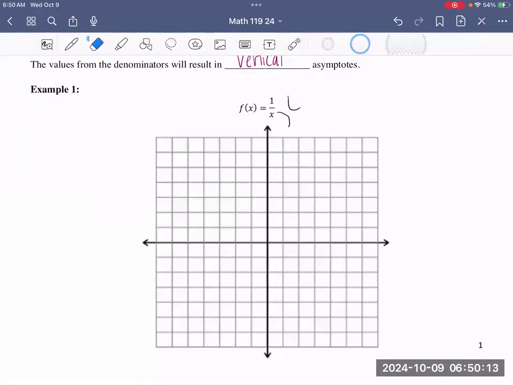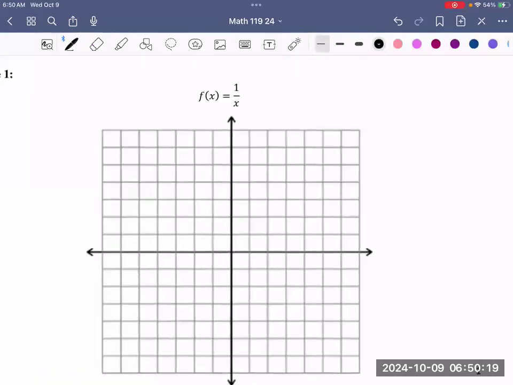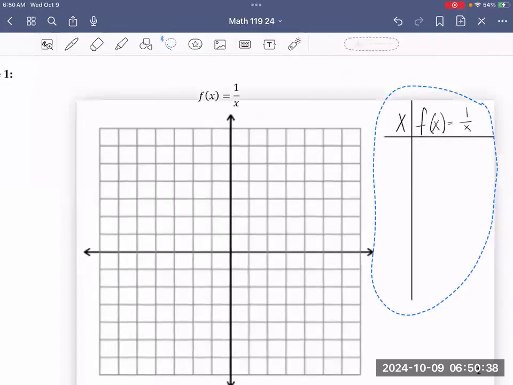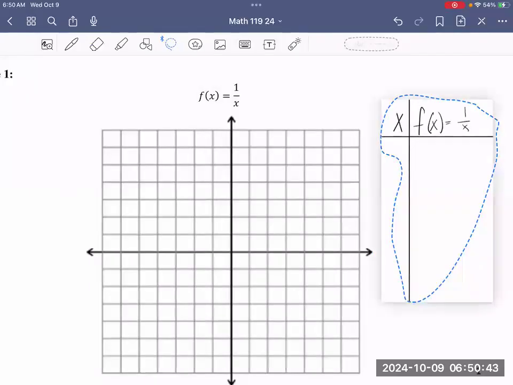Now I want a better picture than just a very simple one. So let's go ahead and plug in some x values. So on this side, because my x's are positive on this side, I'm going to plug in some positive x values. And I'm going to do the same over on the left-hand side, except instead of positive, I'm going to do more negative numbers.